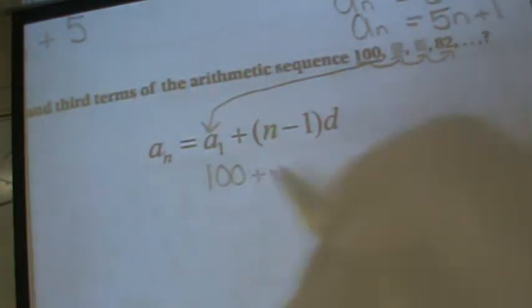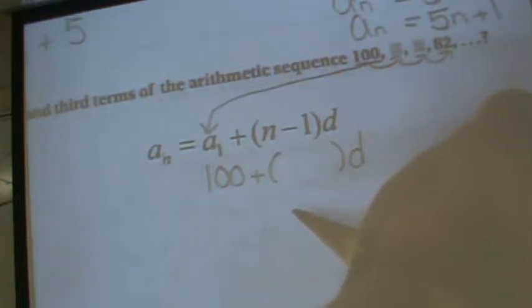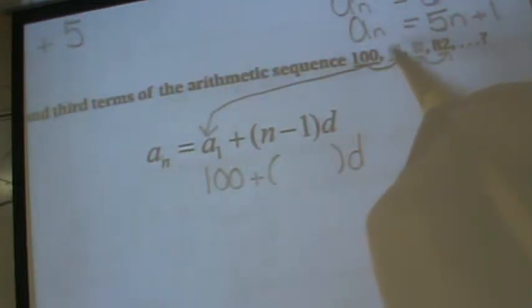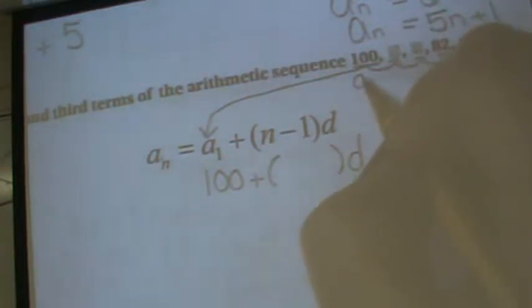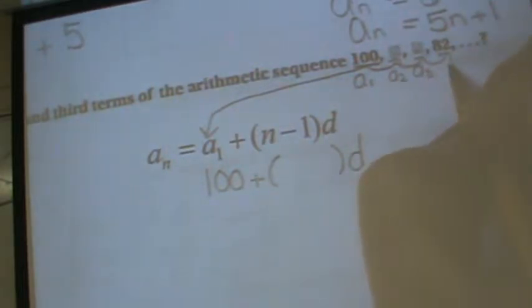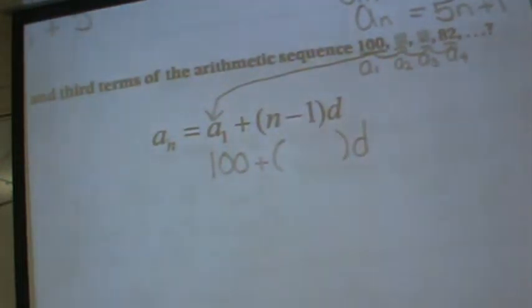What don't we know? What's our unknown? The D value. Excellent. So this is a sub 1, this is a sub 2, this is a sub 3, and this is a sub 4. I'm going to say it again: a sub 1, a sub 2, a sub 3, and a sub 4. This is all I have. That's all they gave me.